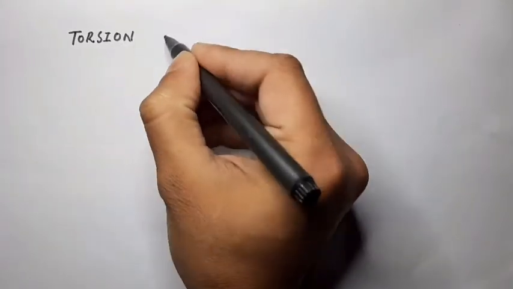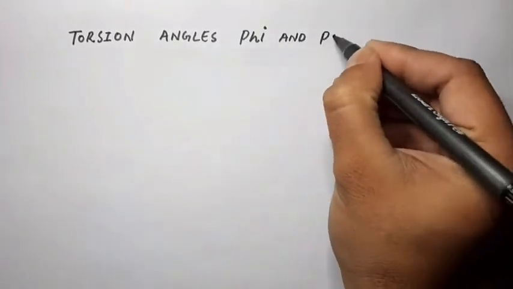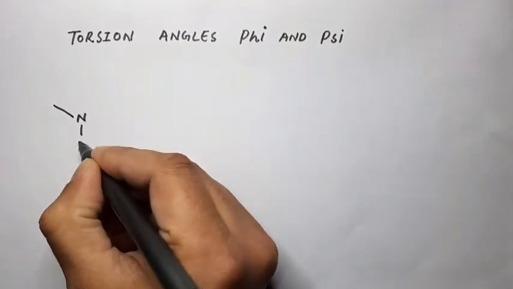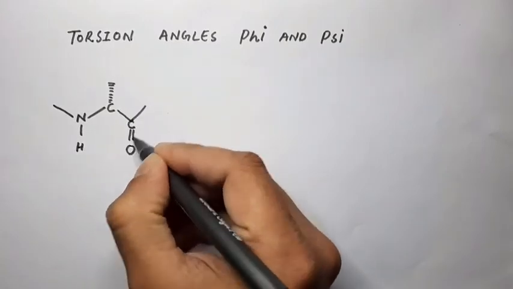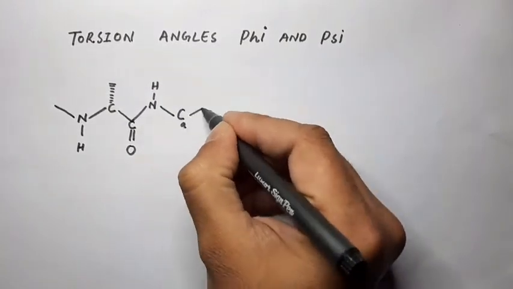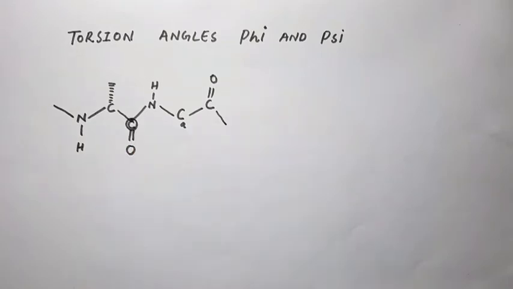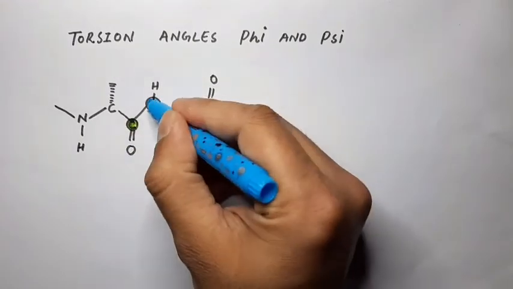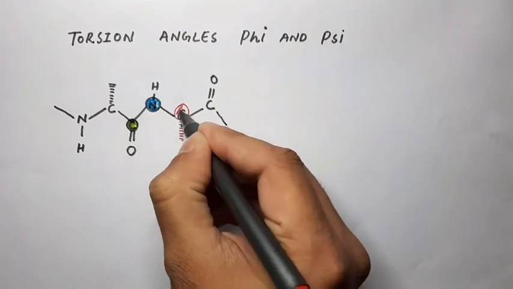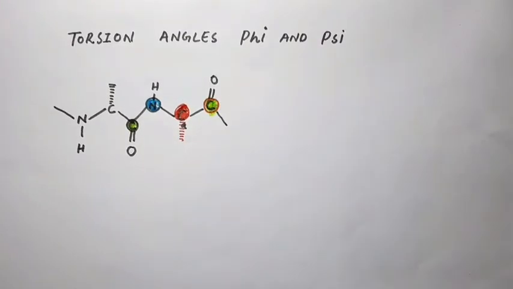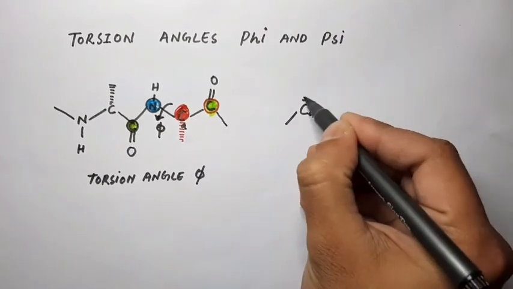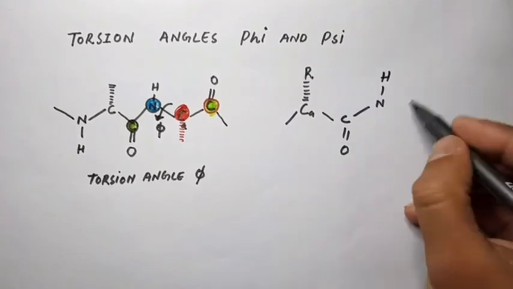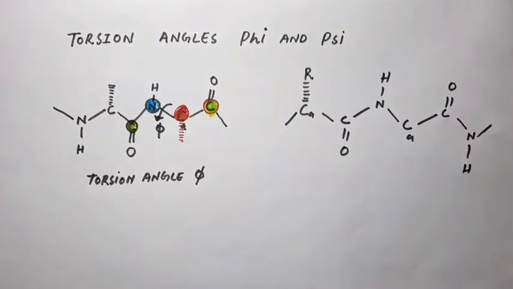Torsion angles phi and psi. The rotation is permitted about the bonds between the alpha carbon and nitrogen and the alpha carbon and carbonyl carbon. By convention, the bond angles resulting from the rotations at the alpha carbon are labeled as phi for the nitrogen and alpha carbon, and psi for the alpha carbon and carbonyl carbon.